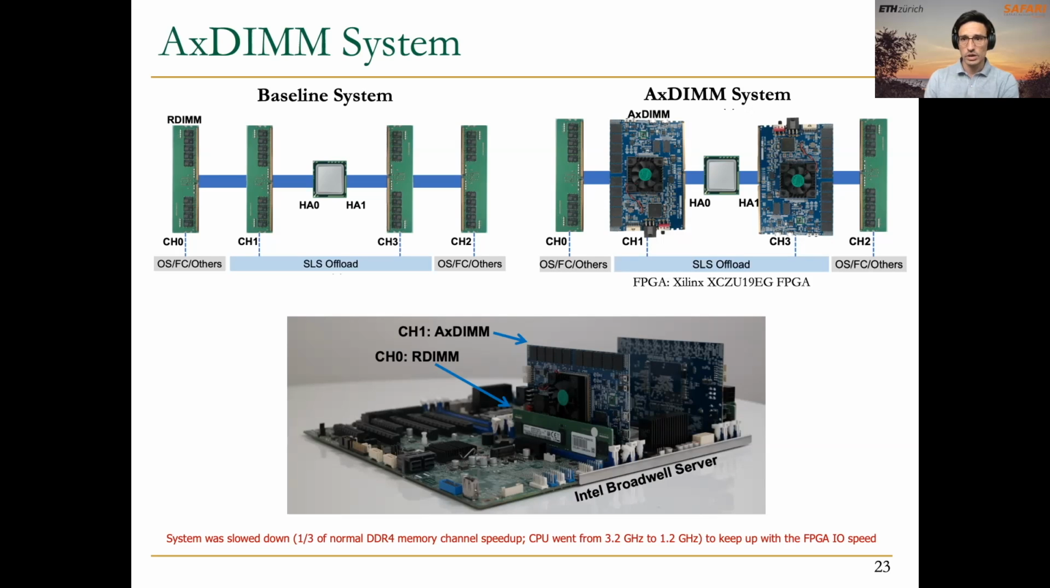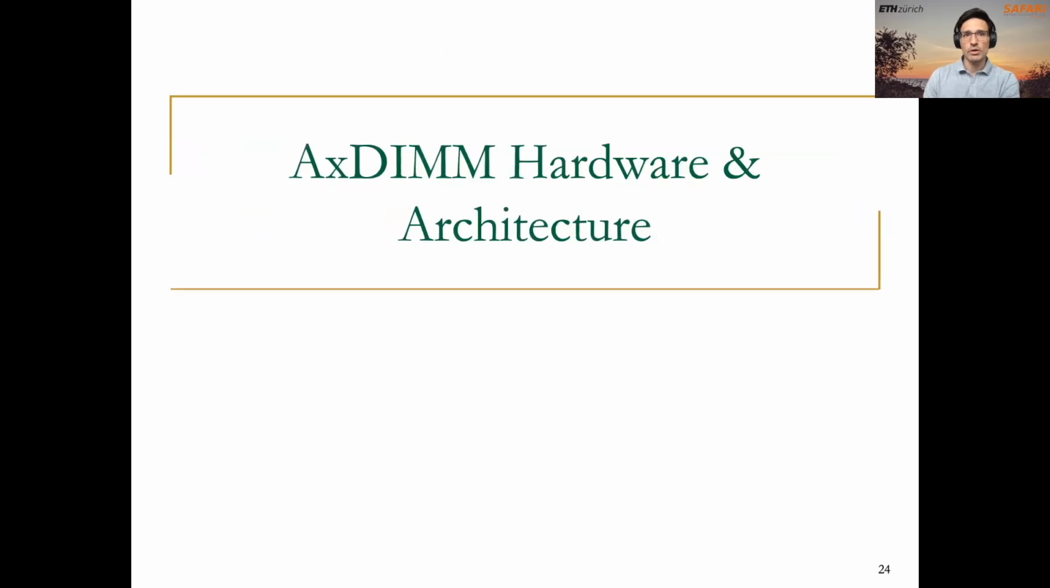One interesting observation here is that in order to perform the experiments and the testing with this prototype, they had to slow down the system, reduce the frequency of the CPU in order to keep up with the FPGA speed, because FPGAs, as you know, run at a few hundred megahertz. If this was implemented in an ASIC, it could probably run at a significantly higher frequency, and it wouldn't be necessary to reduce the frequency of the CPU in a production setup, let's say. So let's talk about the hardware and architecture of this AxDIMM design.